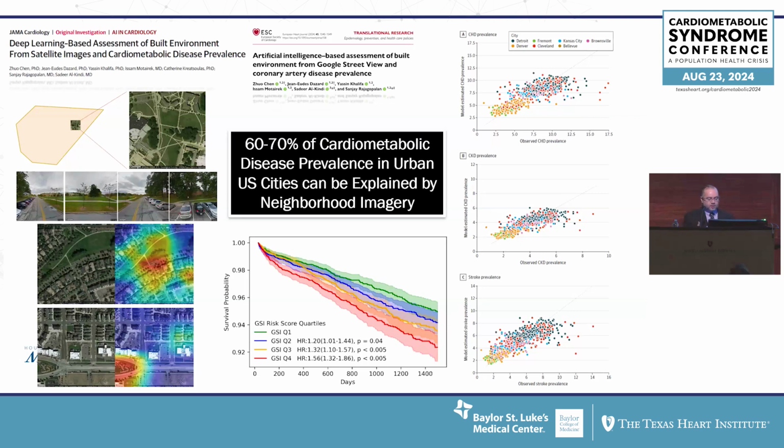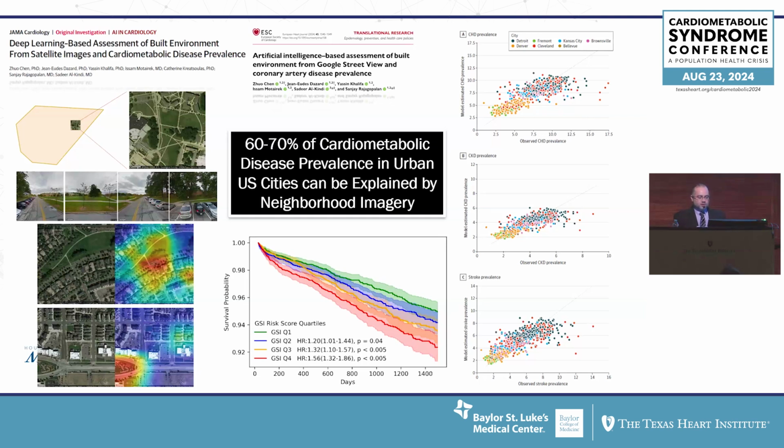So here we started to think about how can we quantify the built environment from a lens of health, and we asked a simple question. If we look at Google Street View images, Google satellite images, these are broadly available throughout the world, primarily in the United States, and we wanted to ask a question: is there information in these images that can help us understand the health of the population? So in these two studies, we took these Google satellite images, Google Street View images.